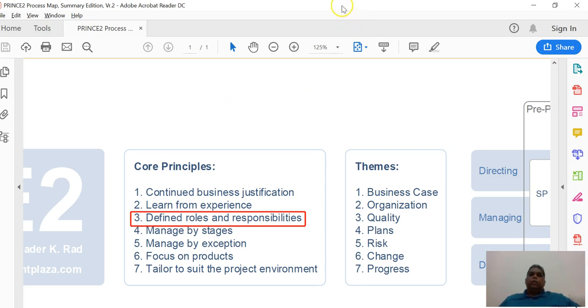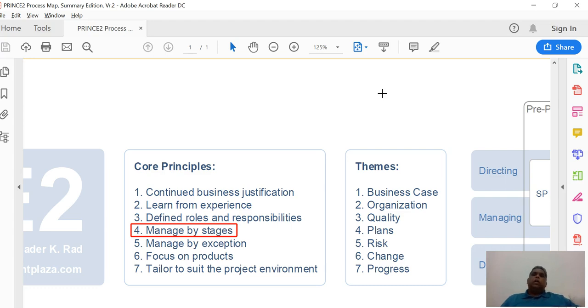Now, moving on to the fourth principle, that is management by stages. Now, PRINCE2 believes in creating three different kinds of plans when working on a project. The first plan is called the project plan. The second plan is a stage plan. And the third plan is a team plan. Now, the reason for these plans is to make sure that the project has a governance mechanism in place.